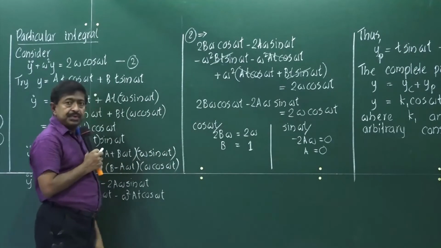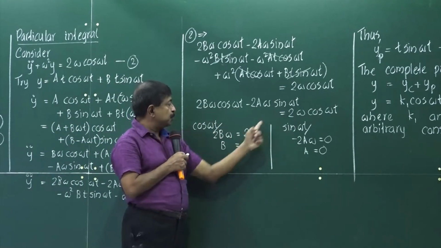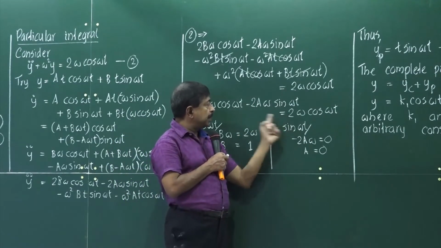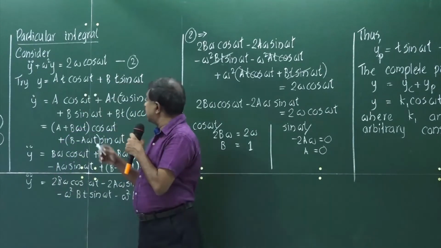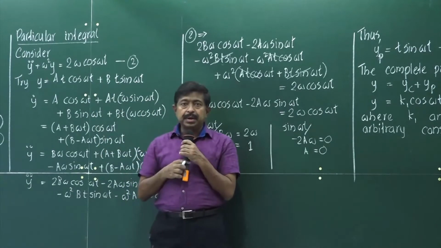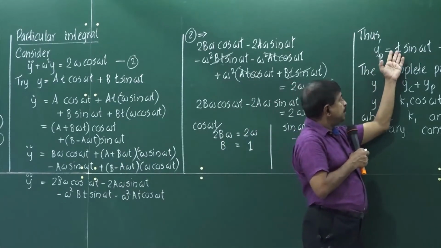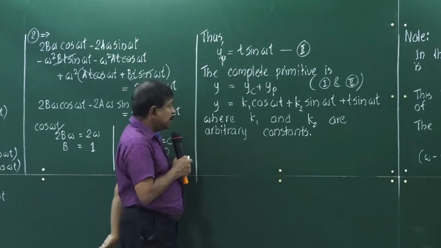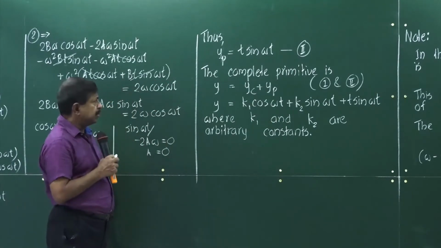Now compare the coefficients of cos omega t. Here you have 2b omega, here you have 2 omega. So b is 1. If you do the same thing for sin omega t, you get a is equal to 0. So b is equal to 1. That means this is 1, this is 0. So you have t sin omega t as your particular integral. Now write the complete primitive, the sum of these two, where k1 and k2 are arbitrary constants. Now let's have a little discussion on what happens here.